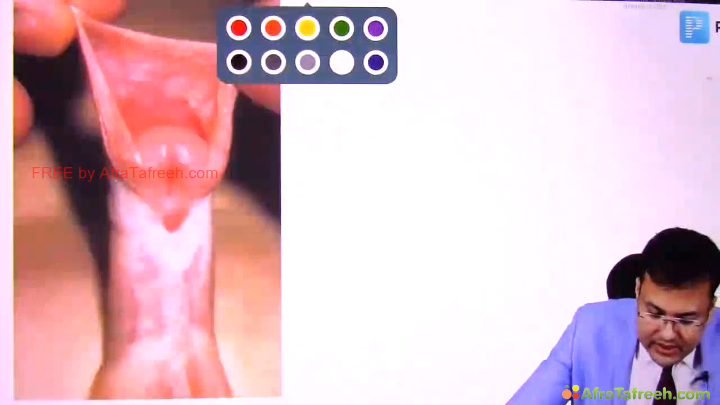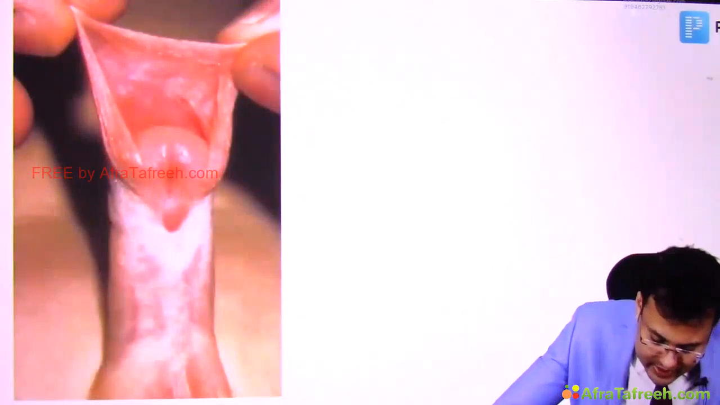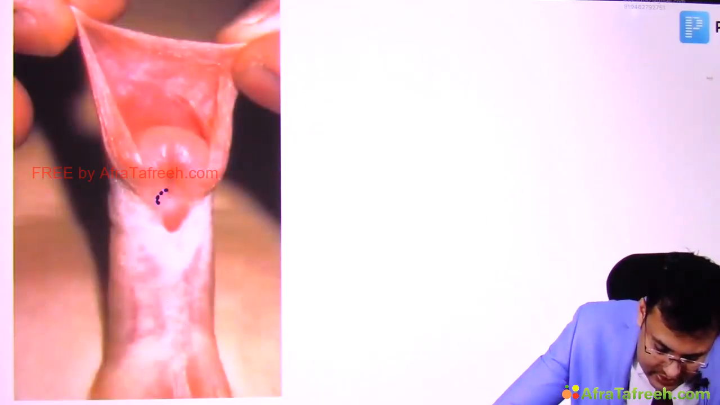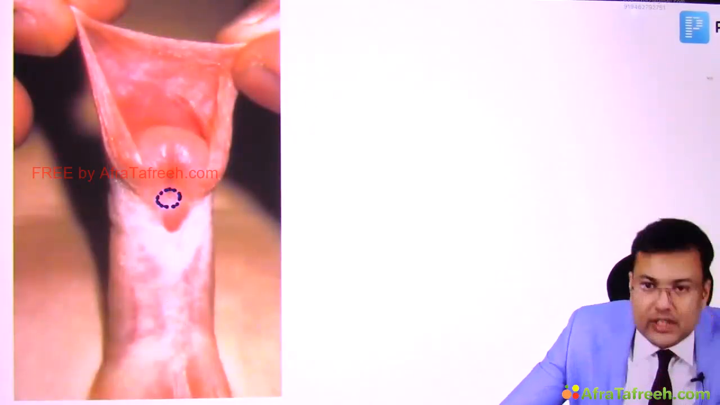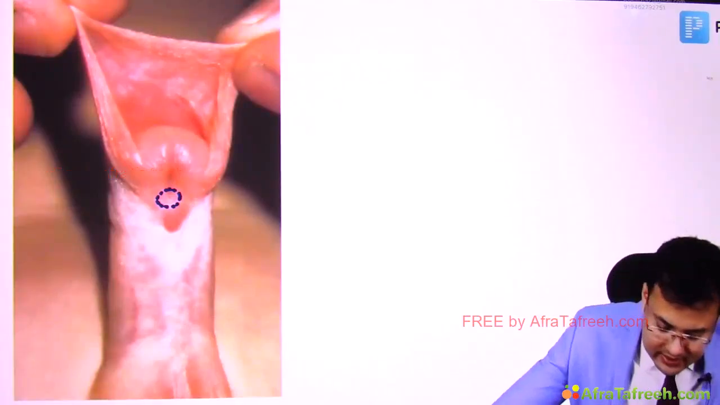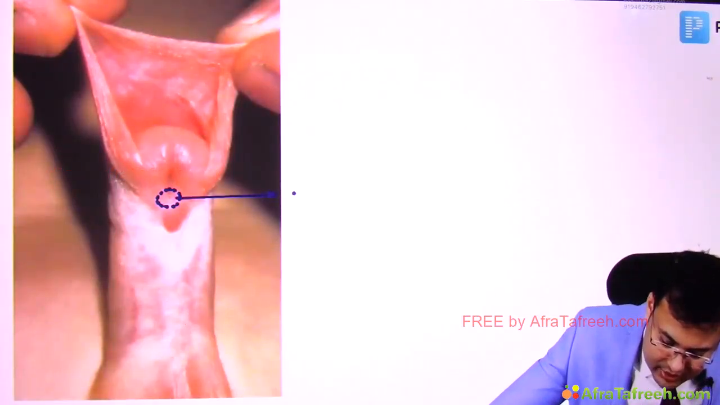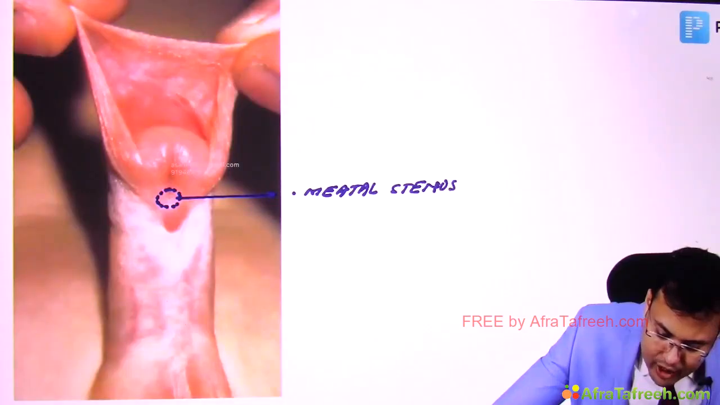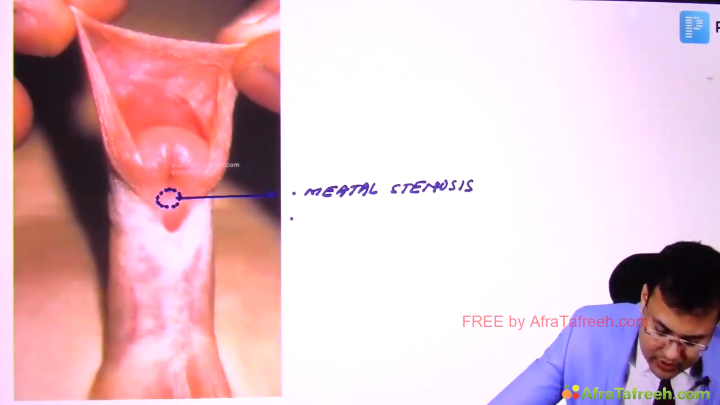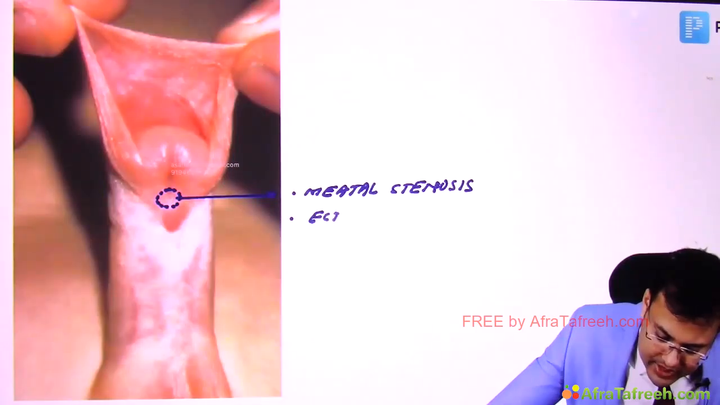So see, this is a case of hypospadias. Here you can notice that this is the opening. So what is the problem? You notice that here there is meatal stenosis. There is abnormal opening of the meatus. So what? There is ectopic meatus.